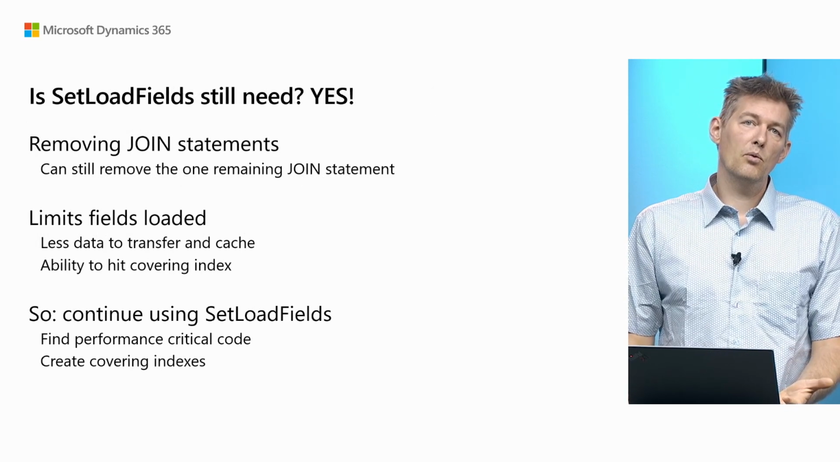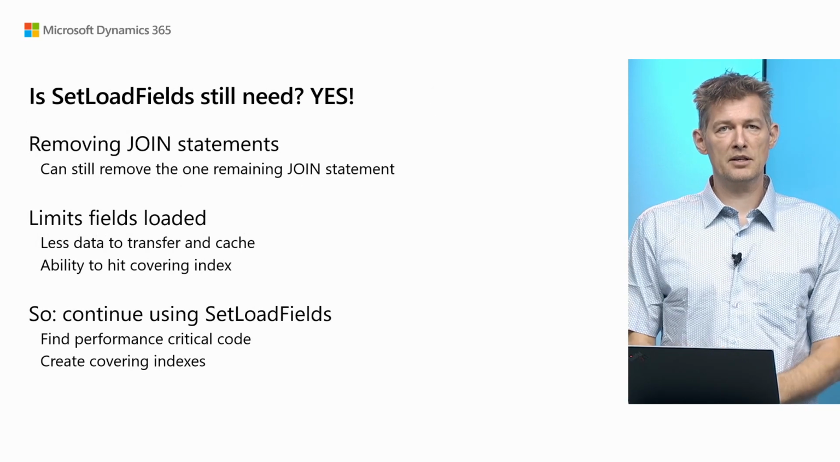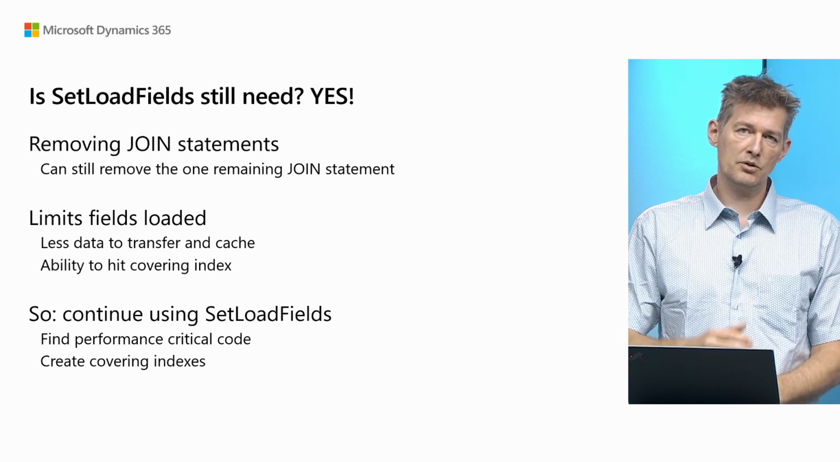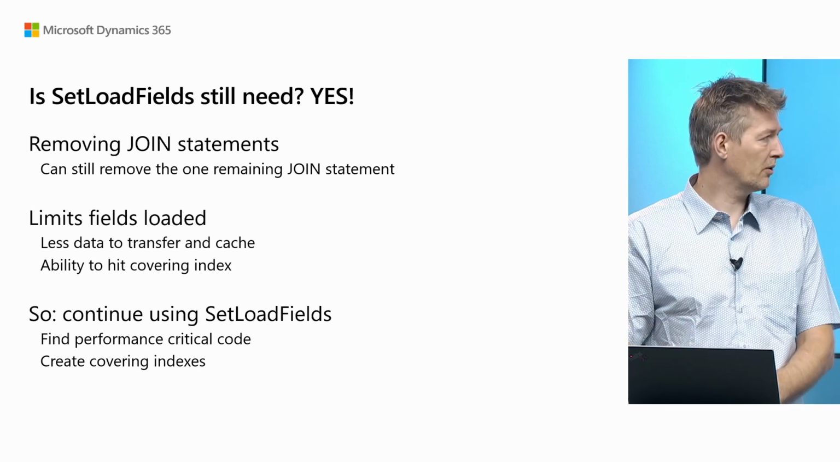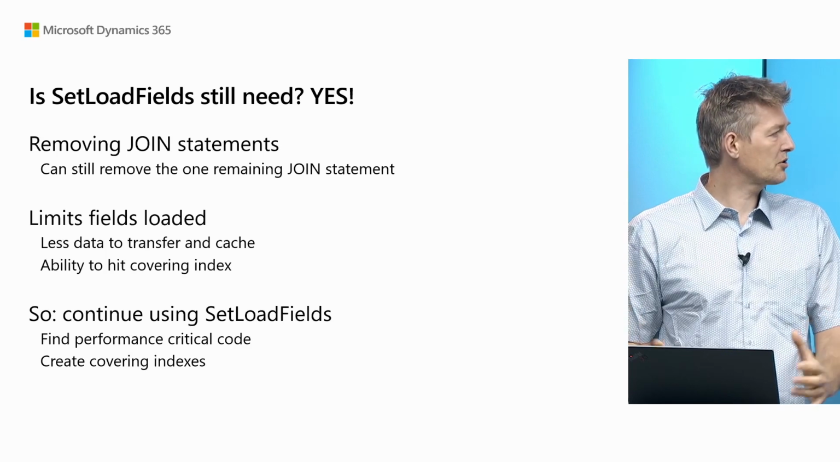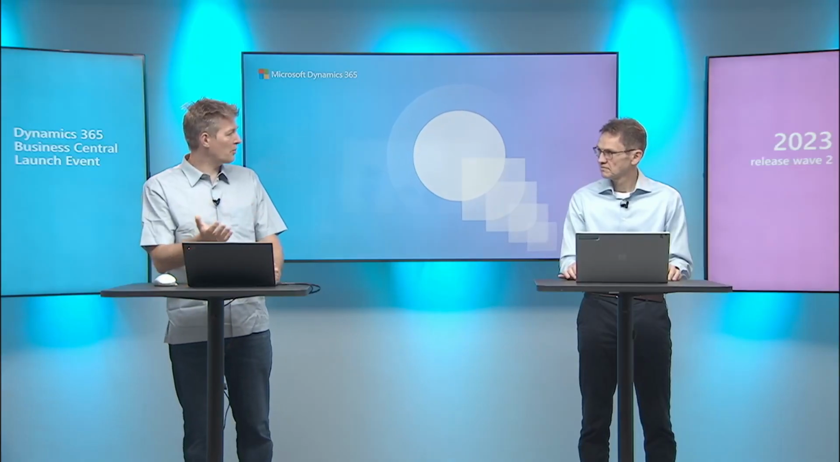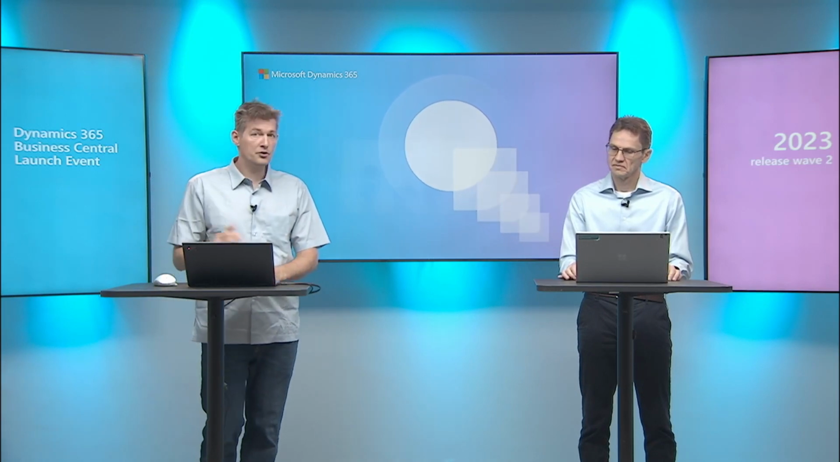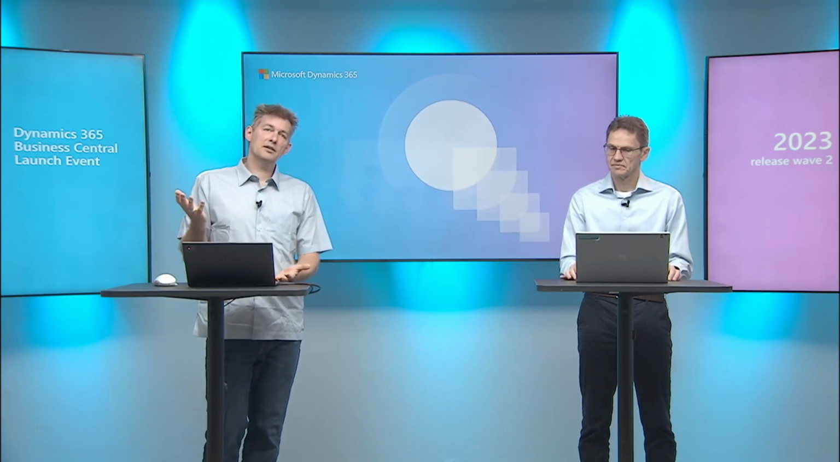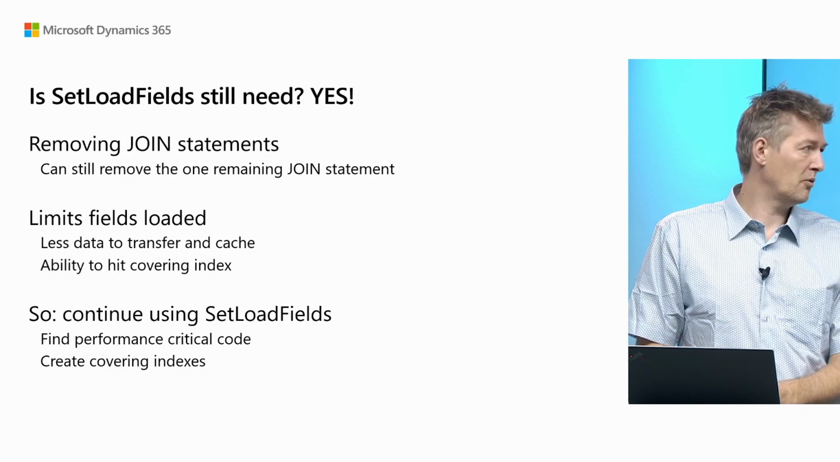So we had a huge marketing splash on partial records and set load fields. Like, this is the thing that will solve everything. And it did solve some things, but now we've solved it in the platform for the joins. So you might ask, is set load field really needed anymore? You can say that in some cases it will have much less effect.